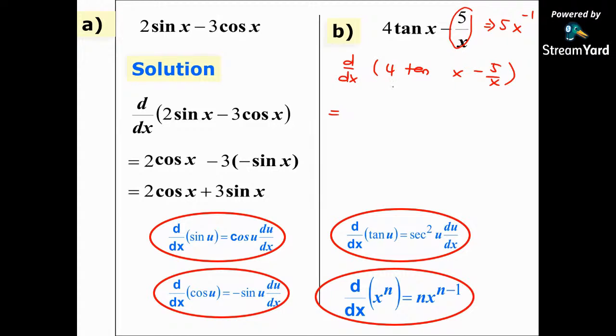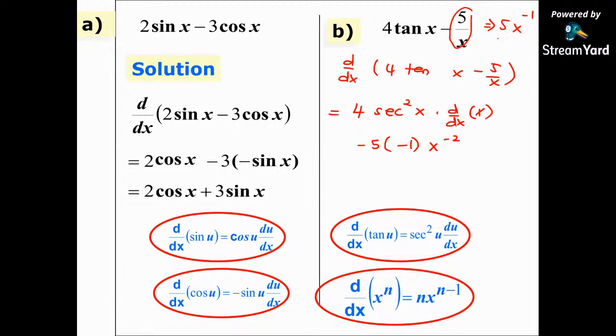When we differentiate, if we have some constant, simply copy down the constant. Differentiating tangent, it will become secant squared, whatever that function is, so secant squared x. And then don't forget, you have to differentiate the x. And then differentiating negative 5x, so this is actually negative 5 x to the power of negative 1. So we are going to get negative 5 times negative 1 x to the power of negative 2.